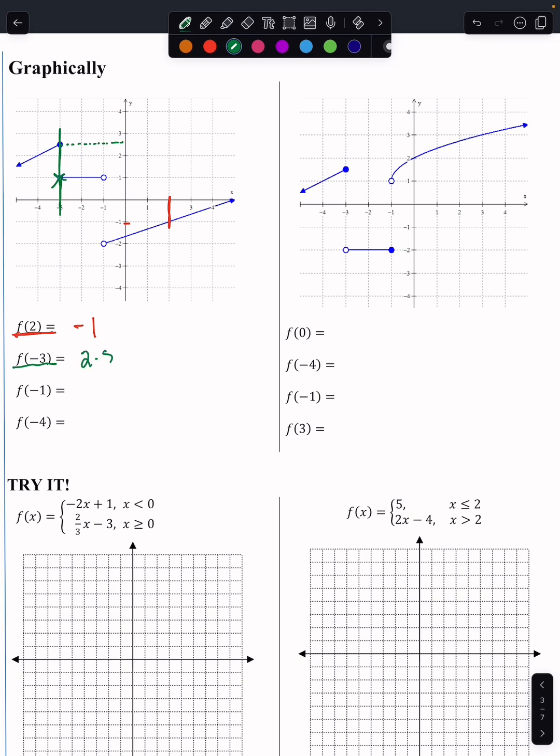Let's look at the next one, f of negative 1. Negative 1. So I go to negative 1. It goes this one, and it goes to that one. This one can't be included. That's open circle. This one can't be included. That's open circle. So if nothing can be included, that's a no solution.